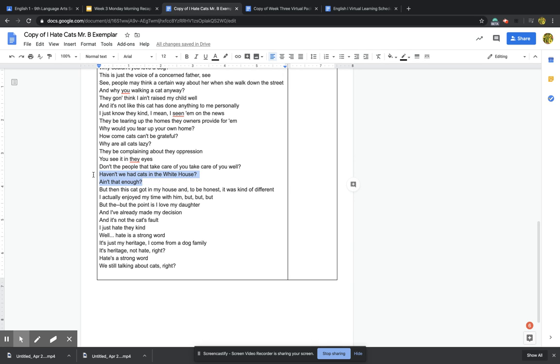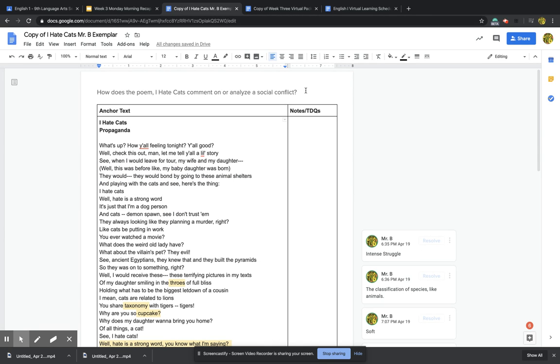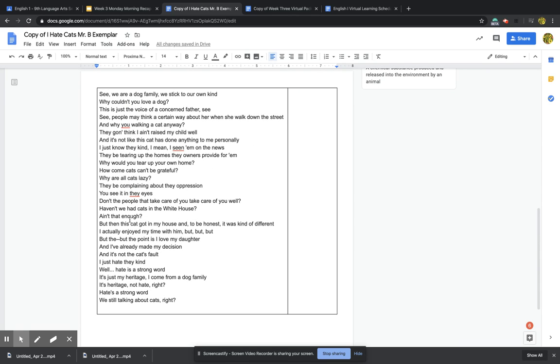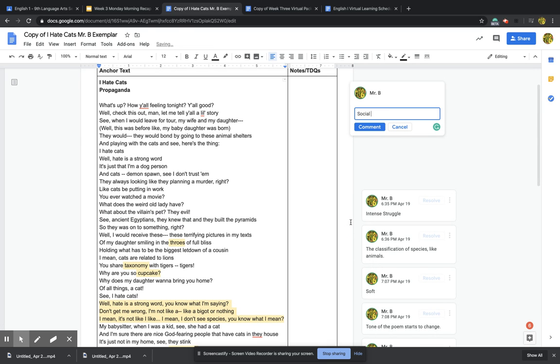So this is a part in the poem where I might realize maybe he's not actually talking about cats. And in my analysis, notice I wrote my essential question at the top of my document, like we've always done: How does the poem I Hate Cats comment on or analyze the social conflict? So I might look at this and ask, how does this analyze the social conflict? Well, a social conflict might be sexism, racism, voting rights, homeless rights. These sorts of things might be social conflict.